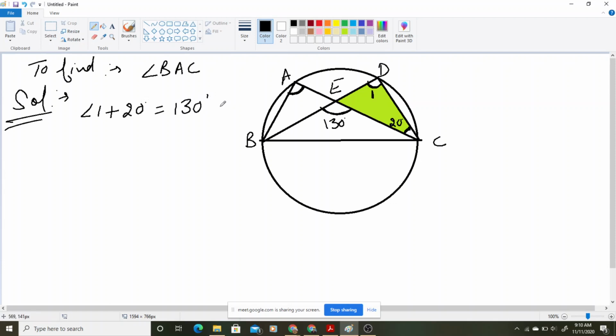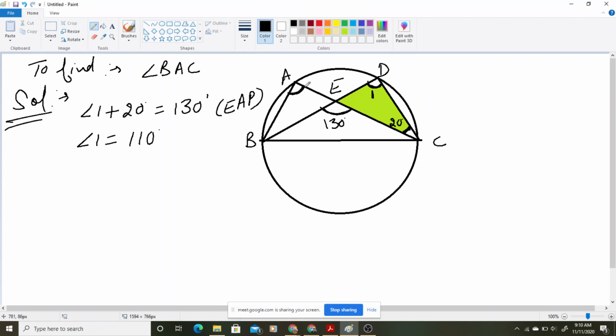By which property? It is by using the exterior angle property. Angle 1 plus 20 is equal to 130. So that means angle 1 will be 130 minus 20, it will be 110 degrees. Angle 1 is 110 degrees.